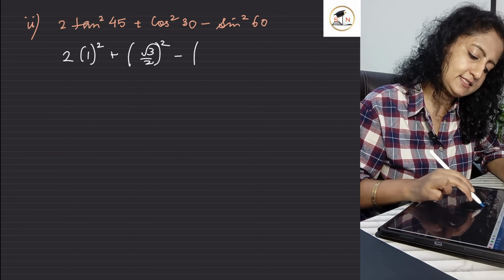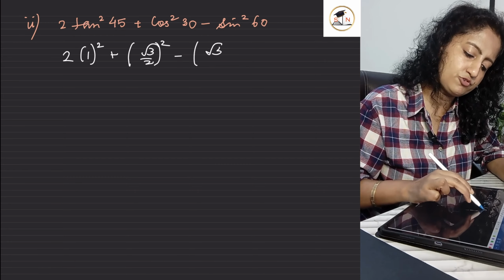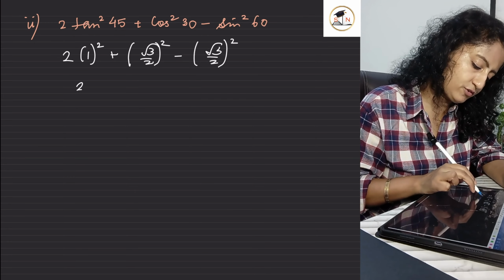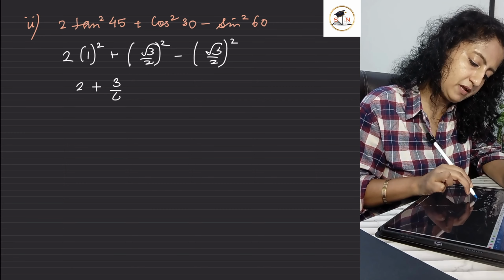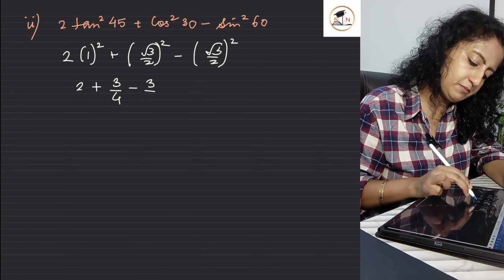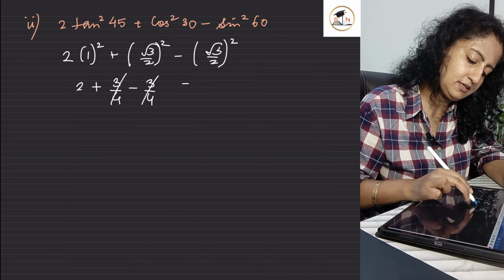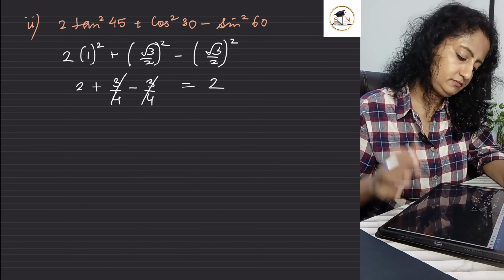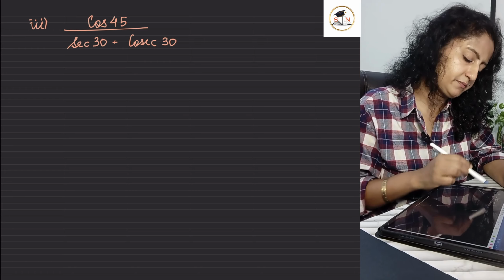Then sin 60, sin 60 is also √3/2, that is also getting squared. So we have 2 plus 3/4 minus 3/4. They got cancelled. The value is just 2. Simple. Now, moving on to the next.